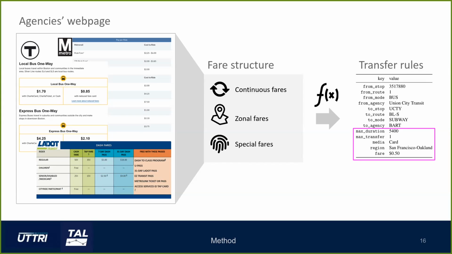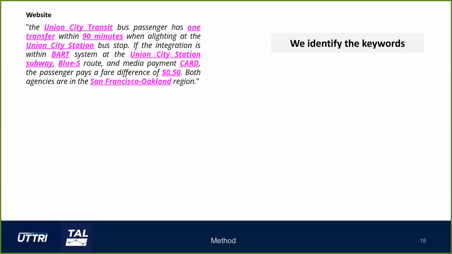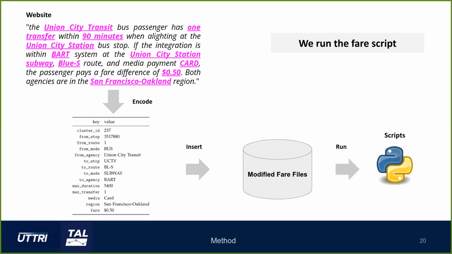Furthermore, we mapped the rules as a function of mandatory fields in GTFS. It allowed us to avoid adding many fields to describe each fare structure. Only the essential ones for mapping the value, duration, transfer amount, payment type, and region fields. The algorithm also tracks the duration, the number of transfers, and the permission status on each iteration. So this is one example we found on the transit agency's website. We identify the keywords in the sentence, encode them into our adapted file, and then we run the scripts.